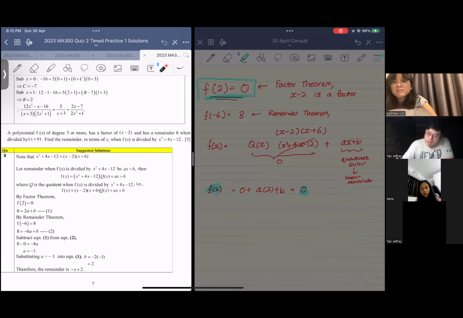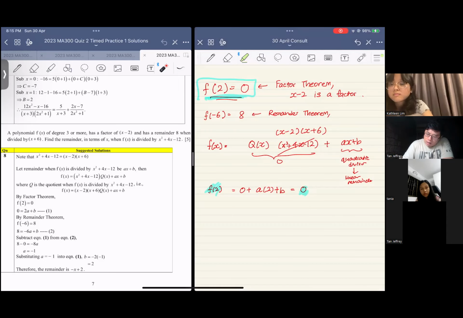Now over this part, I'm incorporating what I see in the linear remainder. It is over here. This whole thing, substitute, is over here. So putting the two pieces of information together, it tells me that 2a plus b equals 0. That is equation 1.